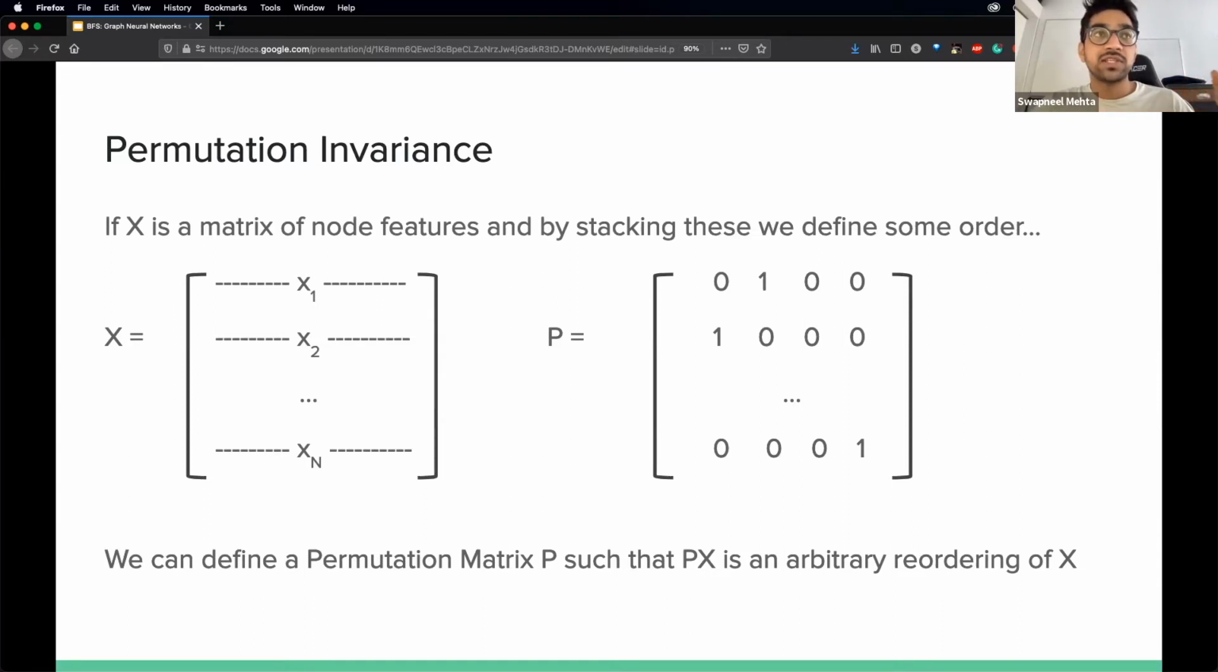What we do is we stack all of these node features, and unfortunately by stacking these we do define some order, right? So if we want to say that this method will work on any form of stacking, you have to define multiple different kinds of stackings and show that it works for all of them. Instead of doing that, you can just define this permutation matrix P, such that P times X is actually just X shuffled. So it's an arbitrary reordering of X. So you see these elements have only a single one in one column, which means that column will just be permuted to that index in PX, which means that row will be permuted to that index.